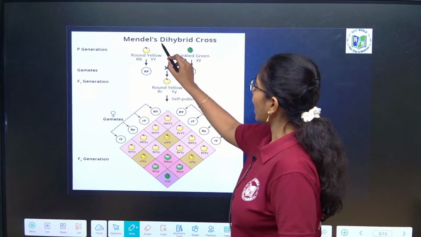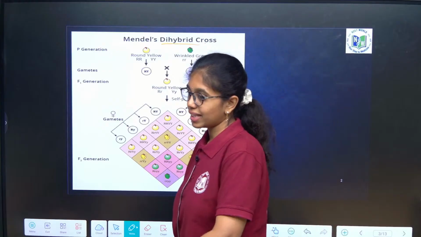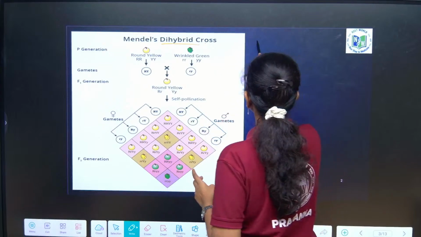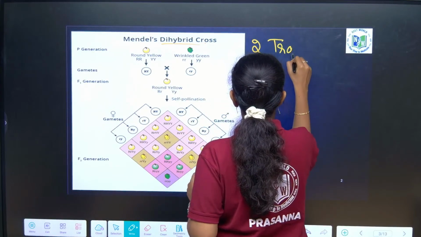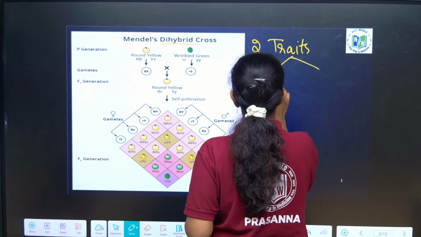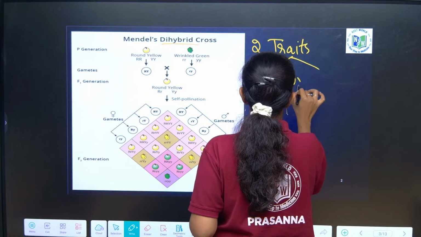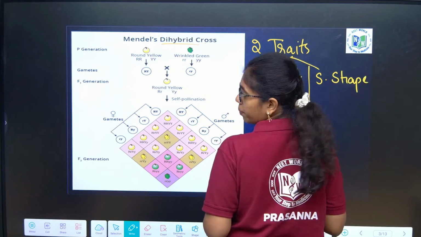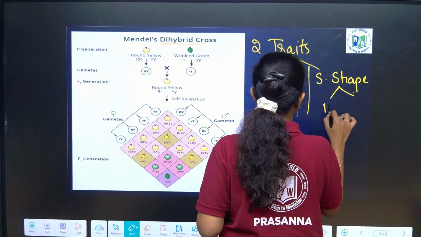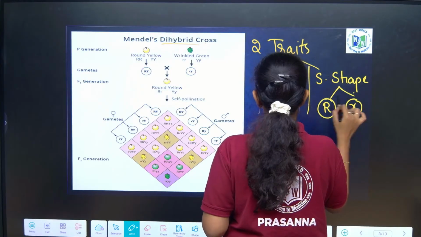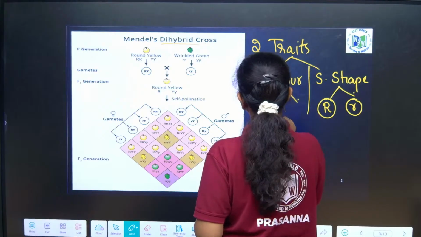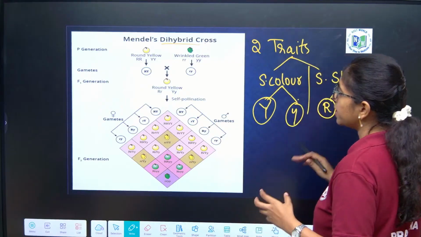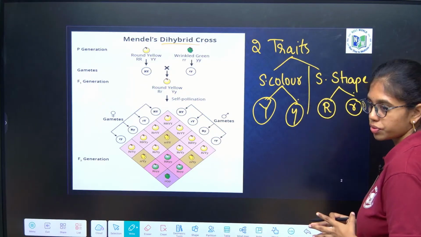Now, let us explore dihybrid cross. The name itself suggests how many characters are considered: two characters or two traits. What are they? Seed color and seed shape. Seed shape can be round or wrinkled. Seed color can be yellow or green. These are the traits which he has considered.